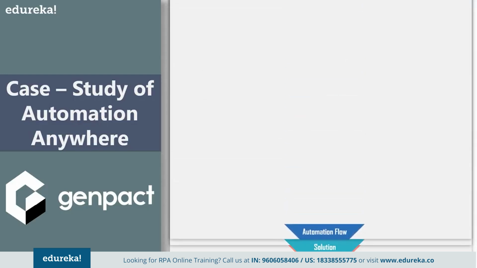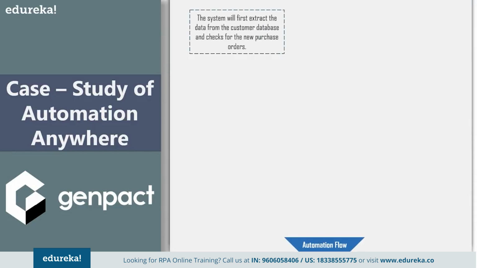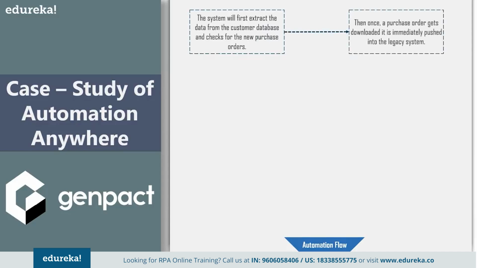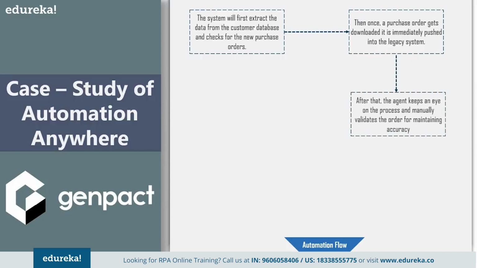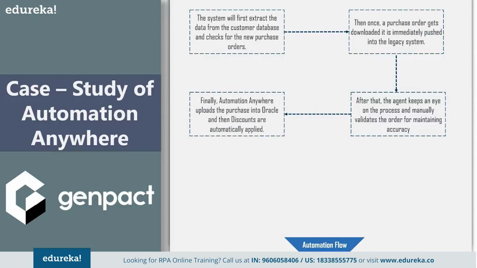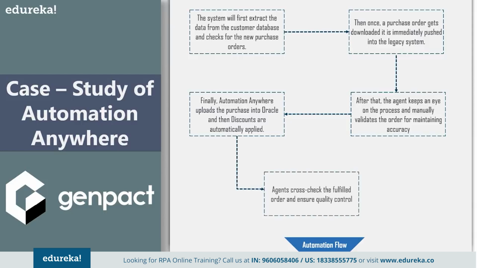So let me tell you the process flow of the automation. The system would first extract the data from the customer database and then check the database for new purchase orders. Once the purchase order gets downloaded, it would be immediately pushed into the legacy system. After that, the agent would keep an eye on the process and manually validate the order for maintaining accuracy. And finally, Automation Anywhere would upload the purchase into Oracle and discounts would be automatically applied, right? Apart from all of this, agents would cross check the fulfilled order and ensure quality control, right?